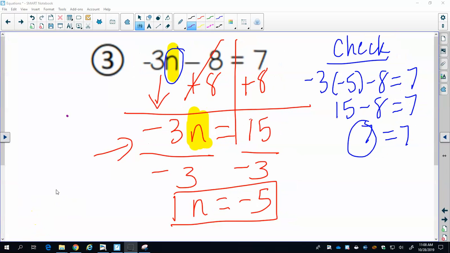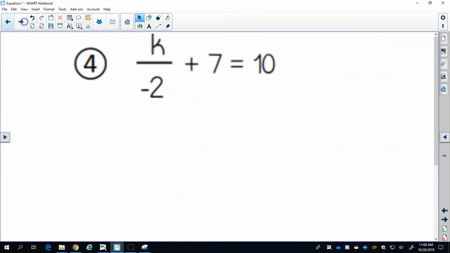All right, we're going to go over our last example. This one's a little different because it involves division. So let's take a look at that last example. So this time we have k divided by -2 plus 7 is equal to 10. So again, we are trying to isolate our variable. This time our variable is up here at the top with k.